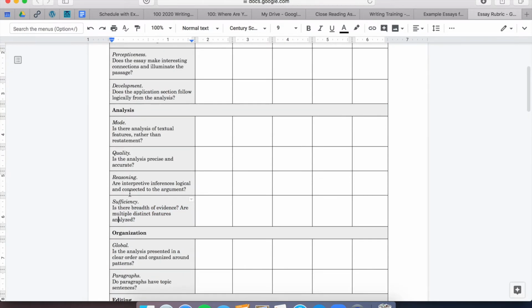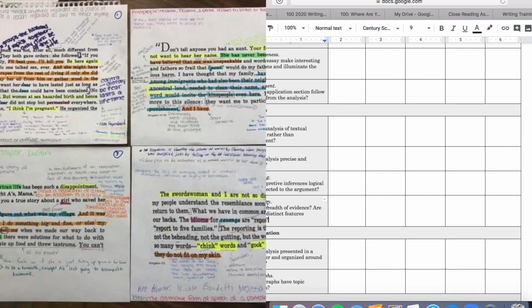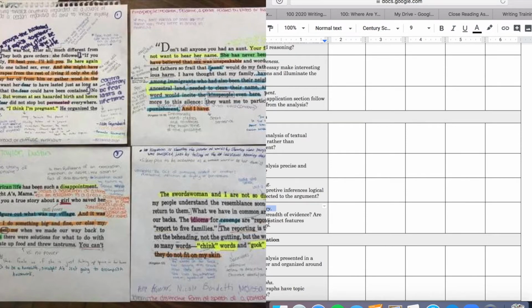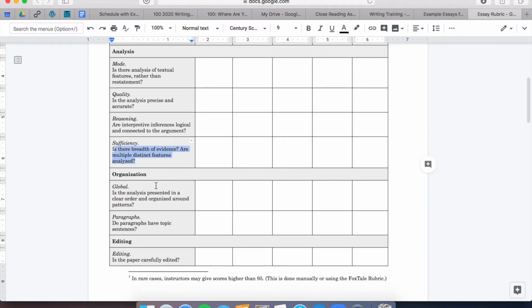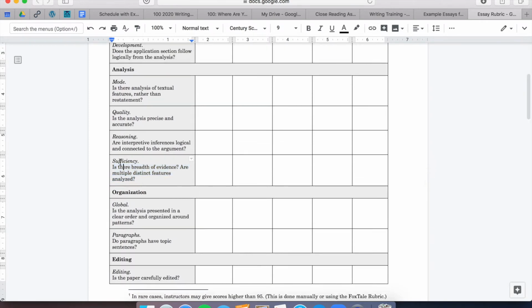So sufficiency deals with whether the student is looking for different kinds of things. If they did a really good job in that annotation step, when they print out and annotate their passage, they should have seen a number of different kinds of patterns. And by trying to discuss and correlate those patterns, you get a much more interesting and stronger interpretation. So that is sufficiency. And the rest is pretty straightforward essay category type stuff.